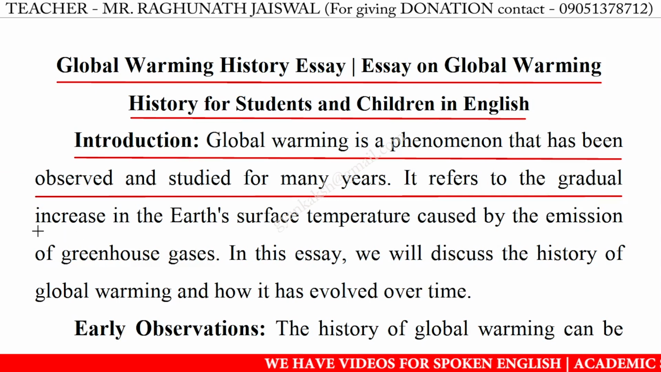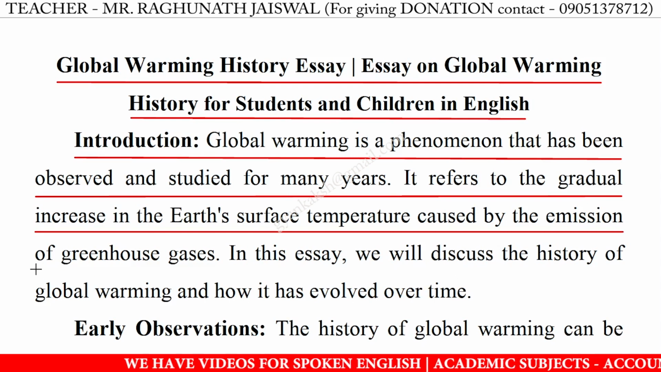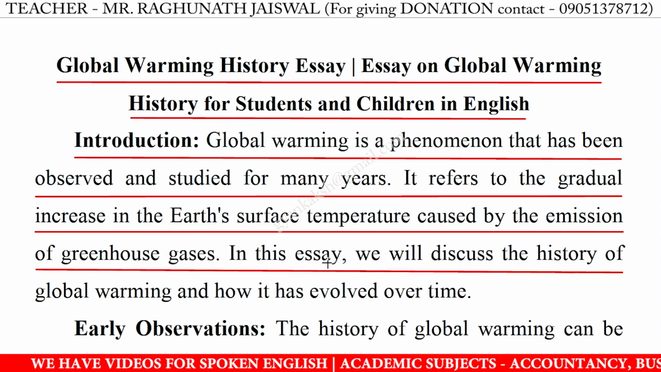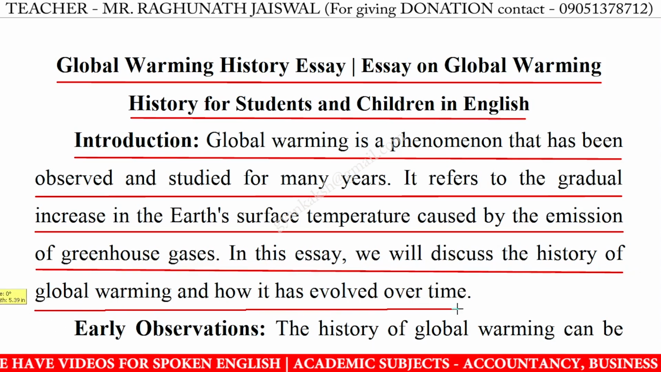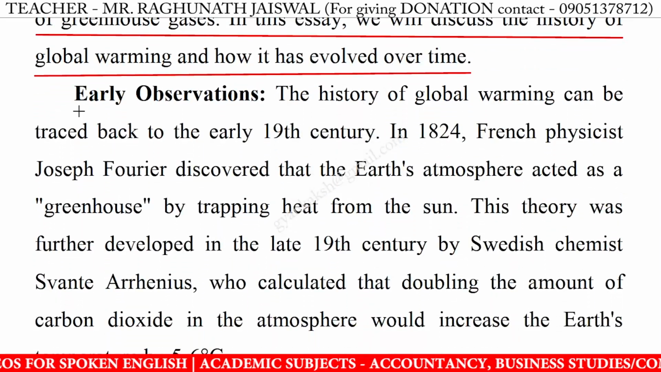It refers to the gradual increase in the Earth's surface temperature caused by the emission of greenhouse gases. In this essay, we will discuss the history of global warming and how it has evolved over time.